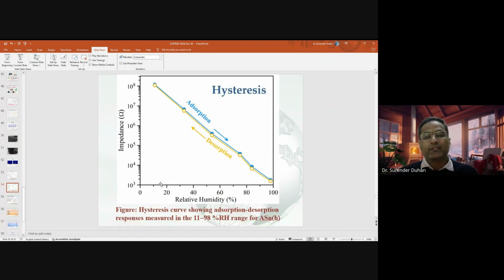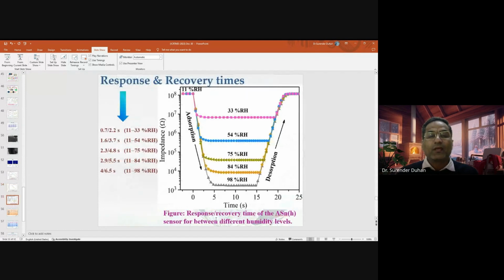This is hysteresis. This is minimum hysteresis. Absorption and desorption, in between this 0.7, the hysteresis curve showing absorption-desorption response measurement in the 11 to 98 RH percentage range for the hard template. This is the response recovery time of my sensor. For 11 to 33 RH percentage, response time 0.7 second and recovery time 2.2 seconds.